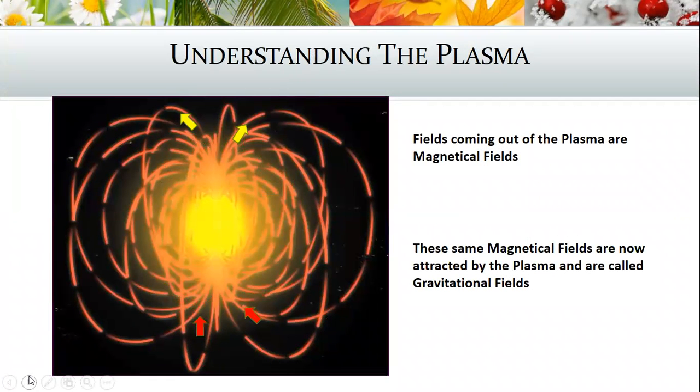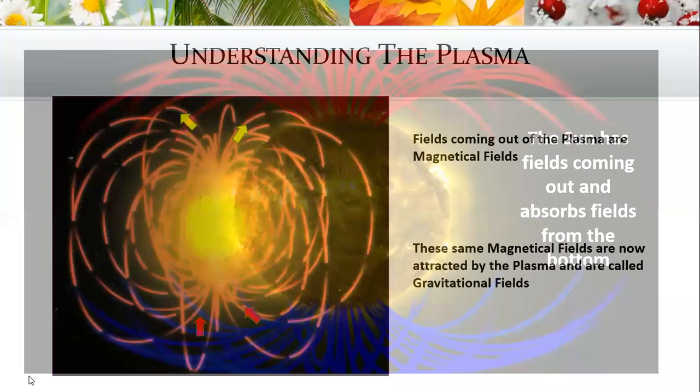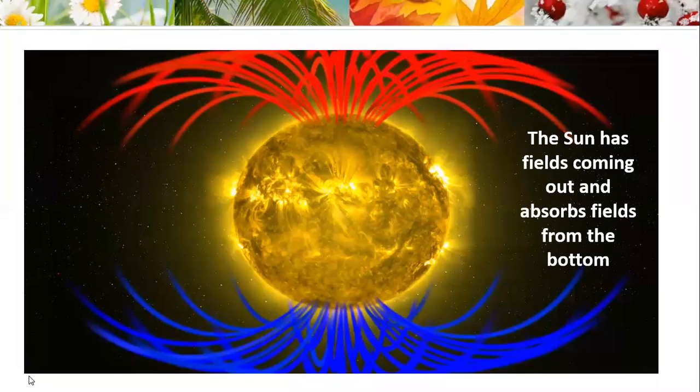And we understand the plasma as well. What we've been taught about the plasma is that the fields are coming out of the plasma as magnetic fields, and that these same magnetic fields are then attracted by the plasma and are called gravitational fields coming in. So we have fields going out and coming in on a continuous basis. The sun is the same story. It has fields coming out and is absorbing the fields from the bottom.